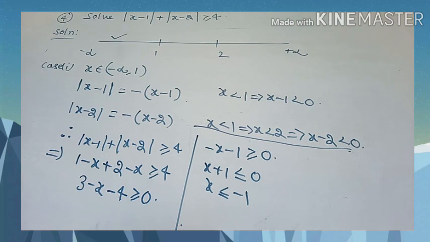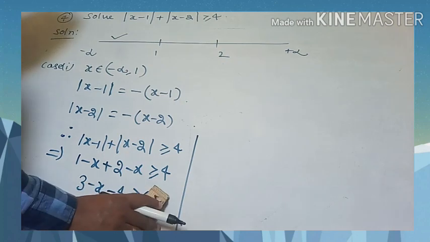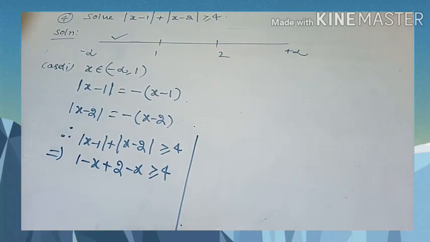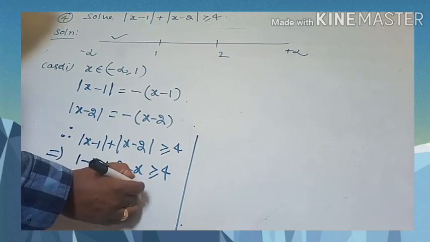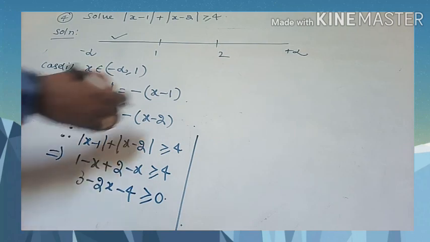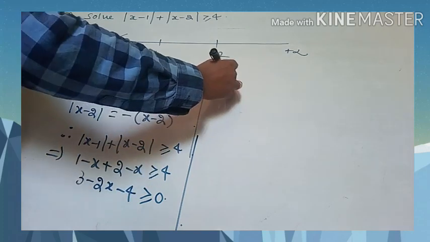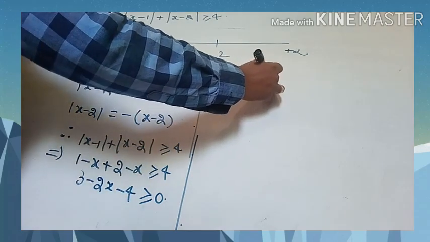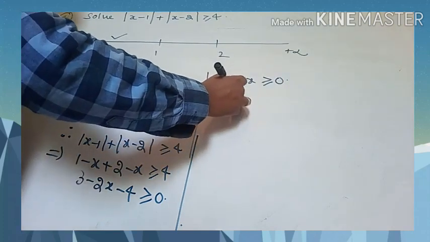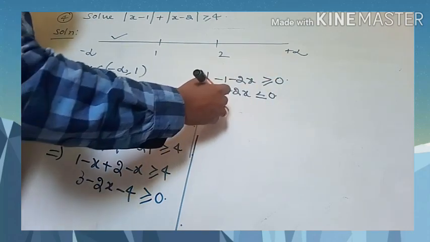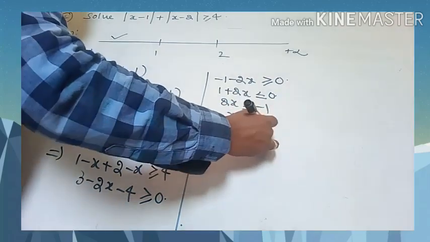Therefore in this case, my dear students, one small rectification. Here this is 1 plus 2, that is 3 minus 2x minus 4 greater than or equal to 0. Now this becomes 3 minus 4, that is minus 1 minus 2x greater than or equal to 0. If you multiply by a minus sign on both sides, 1 plus 2x is less than or equal to 0. That means 2x is less than or equal to minus 1, so x is less than or equal to minus 1 by 2.